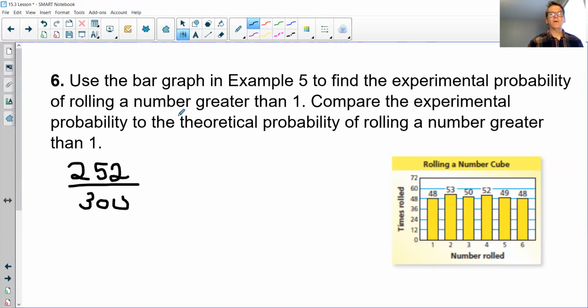They want to know greater than 1. So 2, 3, 4, 5, and 6. So you add all these together, 53, 50, 52, 49, and 48, you'd end up with 252. So 252 over 300 is equal to 84%.